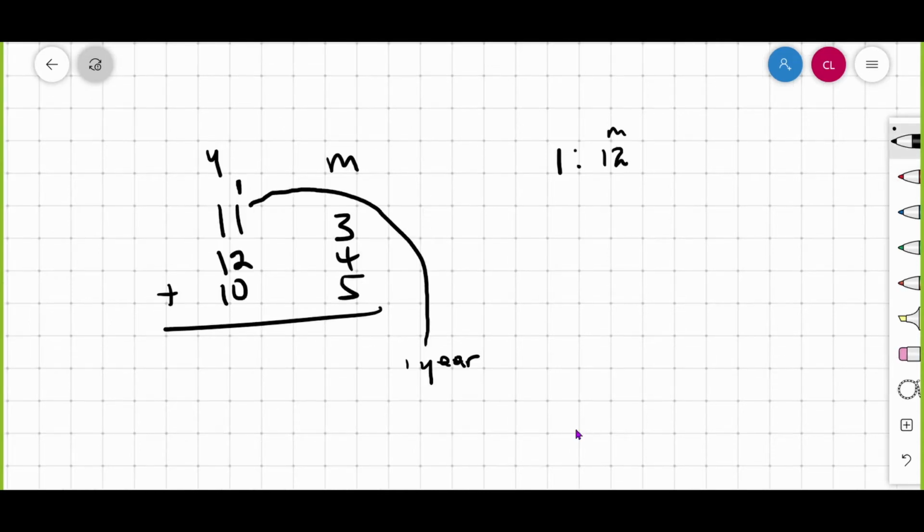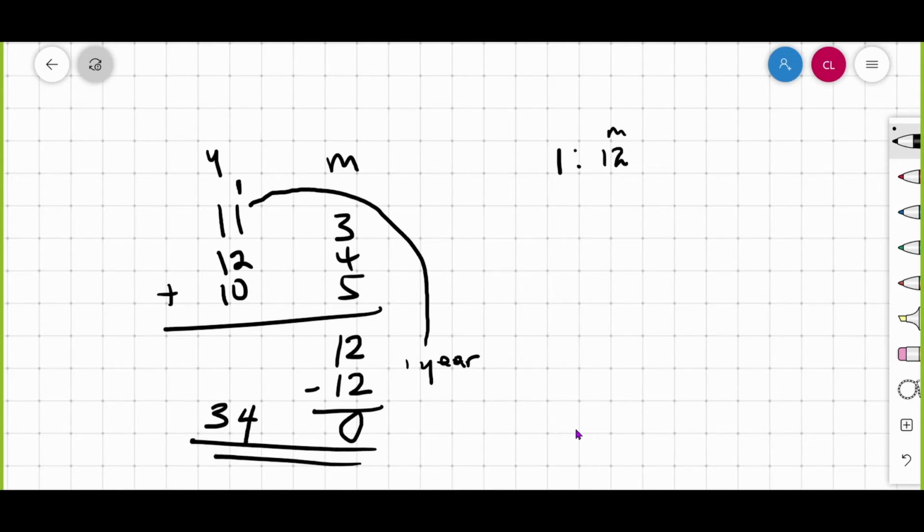Let's go again. We had 12 here, and we subtract. 12 from 12 is 0. This 1 year, I'm going to add to my year column on the right hand side. 2 plus 1 would be 3. 3 and 1 would be 4. Bring this down here, and I have 1, 2, 3. So the total of their ages would be 34 years.